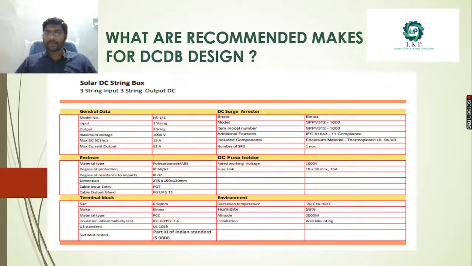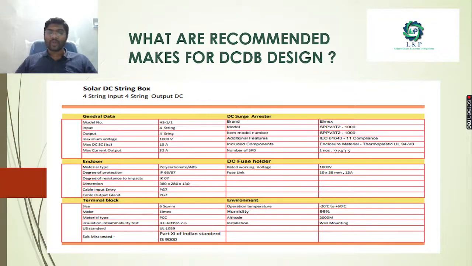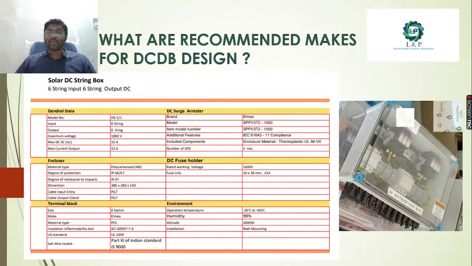If you are going for a 3-in 3-out model, in this one the inputs will be 3 and the outputs will be 3, and the rest of the things are going to be the same. For 4-in 4-out, here also we have 4 inputs and 4 outputs, but here the number of SPDs we need to use is 2. Internal terminal connections, mostly we use 6 square terminals. If you are going for a 6-in 6-out, normally we will have 6 input and 6 output strings. Its operating voltage will be 1000 volt, and the number of SPDs used is 2.